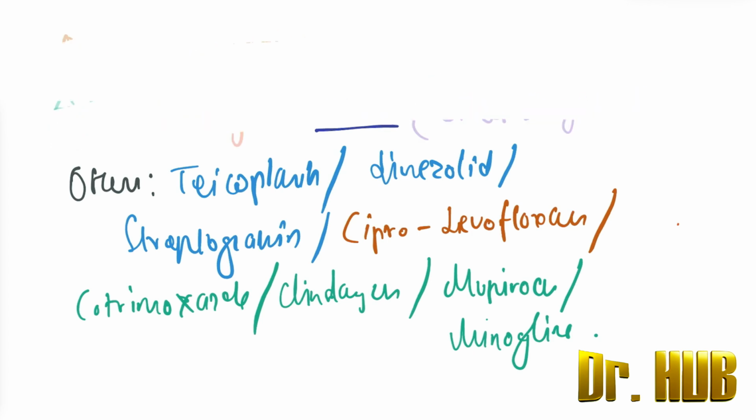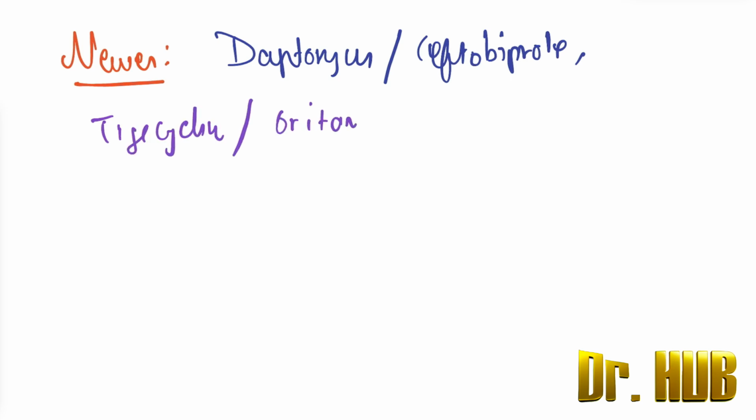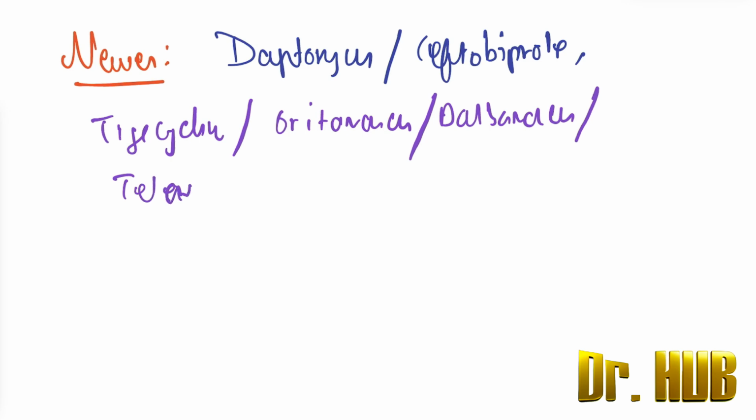Next, we will move on to the newer drugs. What are the newer drugs which are available? Newer drugs include daptomycin, then comes ceftobiprole, then there is also tigecycline, oritavancin, dalbavancin, telavancin, then there is also delafloxacin.